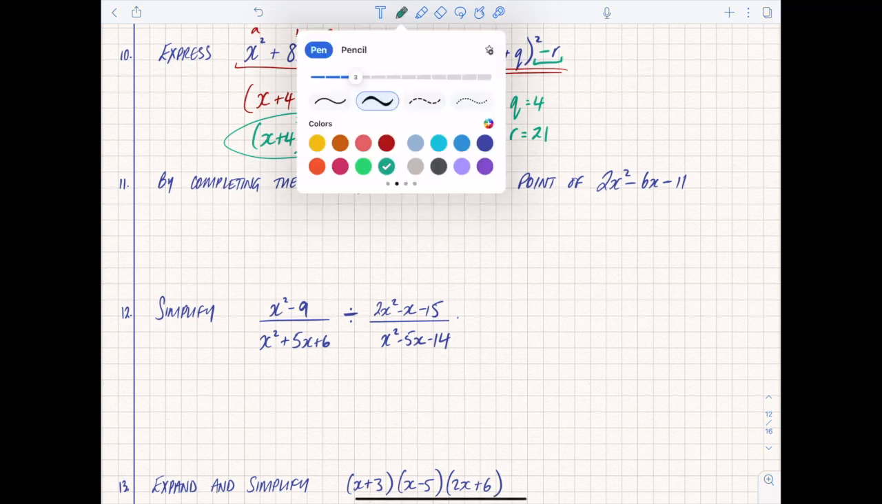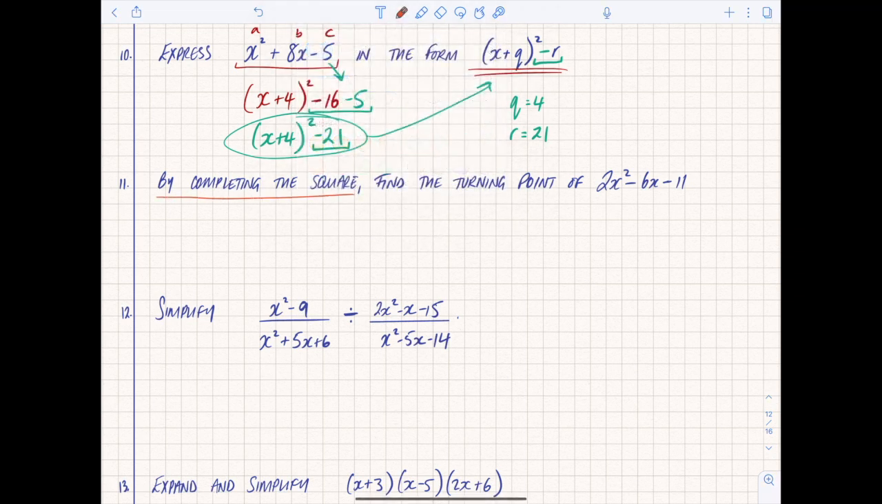Okay, now, the next one here is also to do with completing the square, because it says by completing the square, find the turning point.